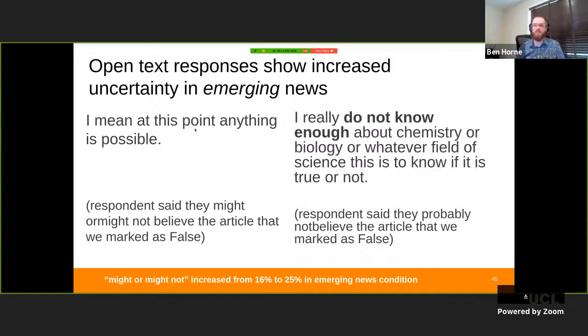And there's many responses sort of throwing up their hands and saying, I don't know. And if you look at the category of might or might not, it increased from 16% in the everyday category to 25% in this COVID-19 article category. So this combination result shows, okay, confirmation bias is sort of happening in both, or this sort of personal belief alignment, but in the COVID-19 news, they're often more uncertain and they're often relying on a variety of heuristics rather than just one prior belief.